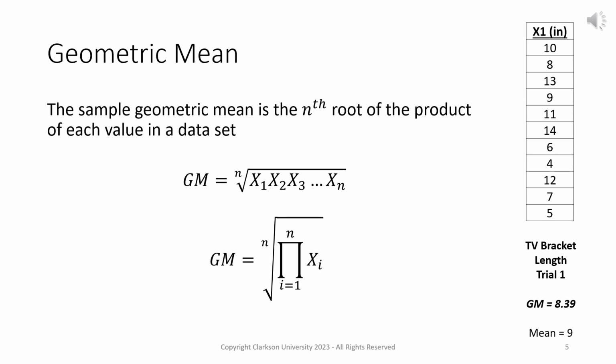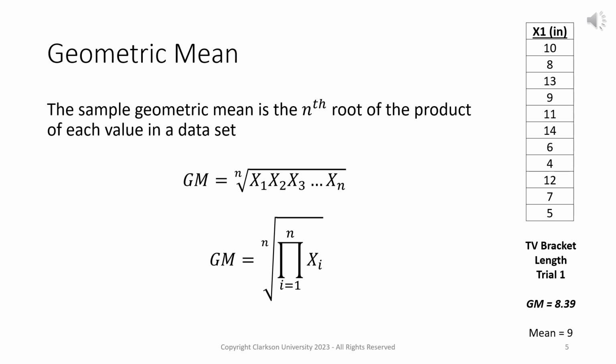If we look at the bracket data, the length measurements shown here from the first trial, the geometric mean we can compute as the product to the nth root, 8.39. It's not the same as the arithmetic mean. The geometric mean is used for a set of numbers whose values are meant to be multiplied, or those that are exponential in nature, such as growth of a population or financial investment interest rates over time.